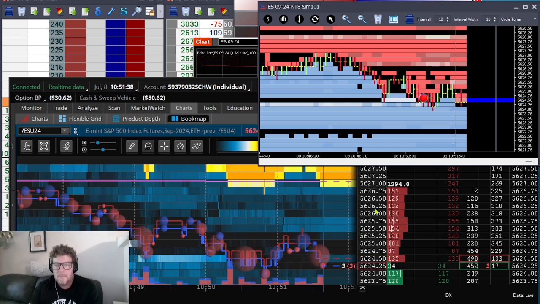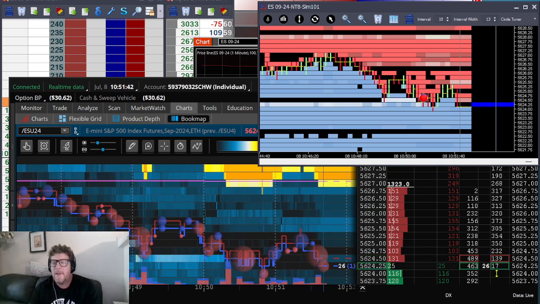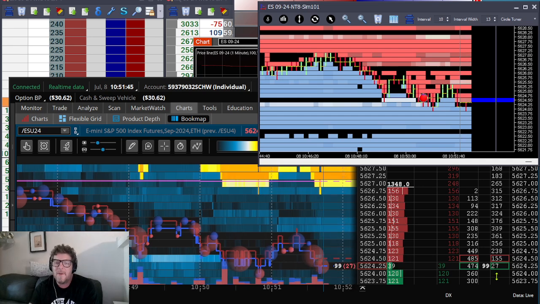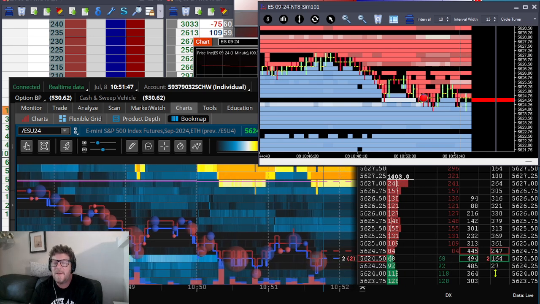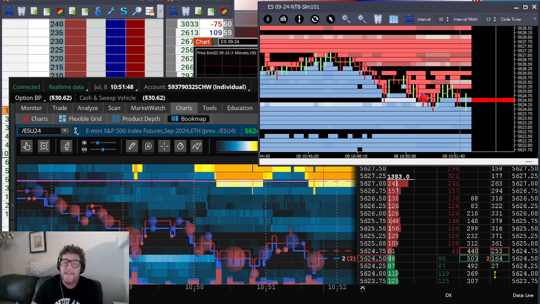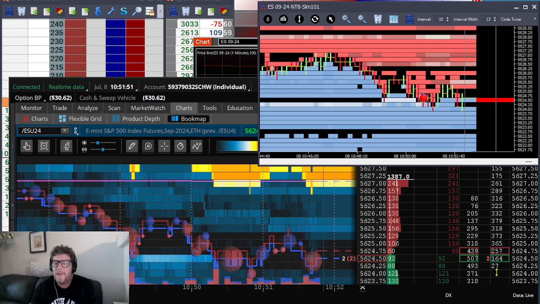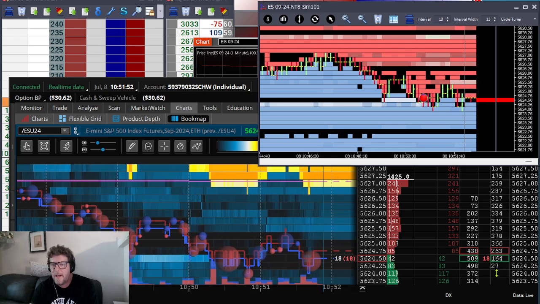But so again, I'm looking at this 17 on the offer side of the quotes counter, and I want to see that getting added to. It just became 27, so that's indicative that there are people willing to sell and add to this downtrend right here.